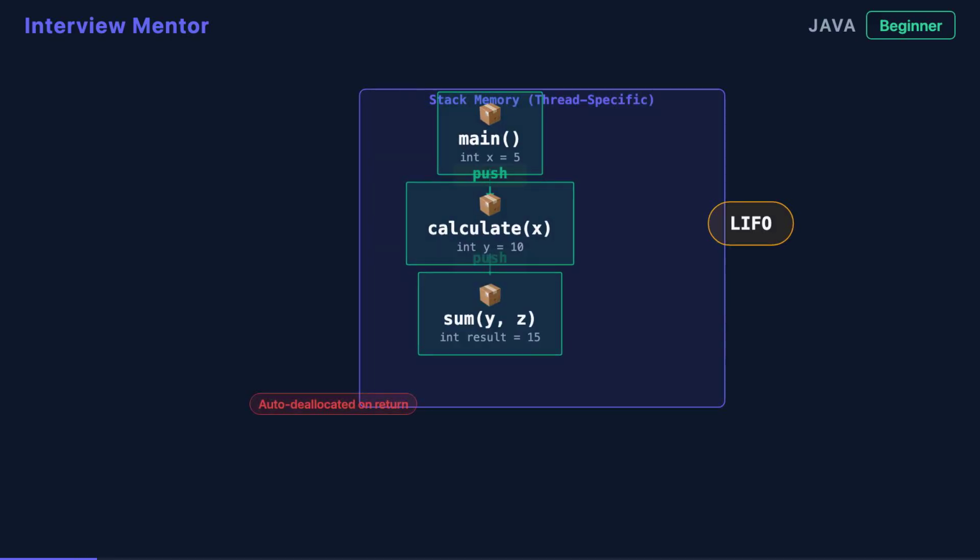Stack memory is where Java stores method frames, local variables, and primitive types. Each time you call a method, Java pushes a new frame onto the stack with all its local data. It follows last in first out access, so when the method returns, that frame is automatically popped off and deallocated. No garbage collection needed. Stack is fast, predictable, but limited in size.